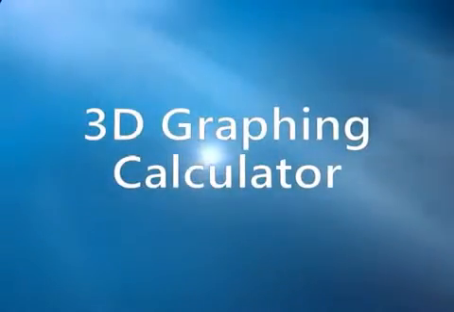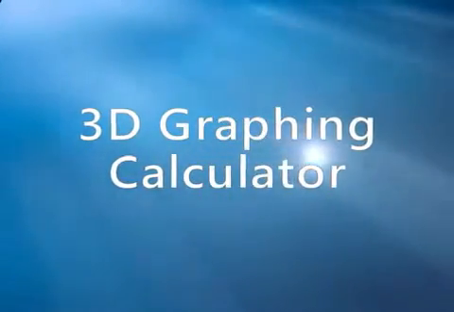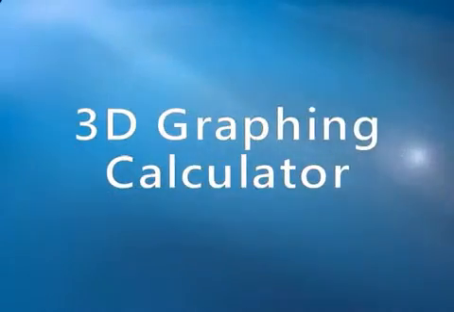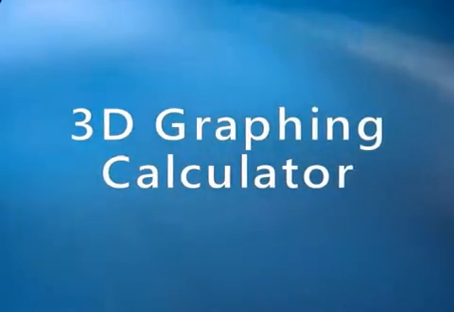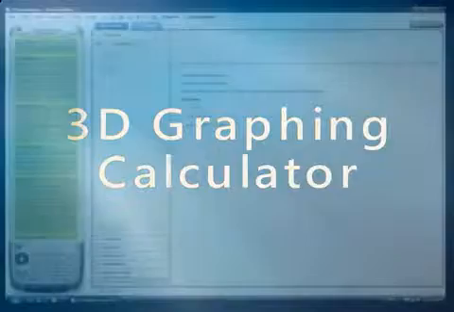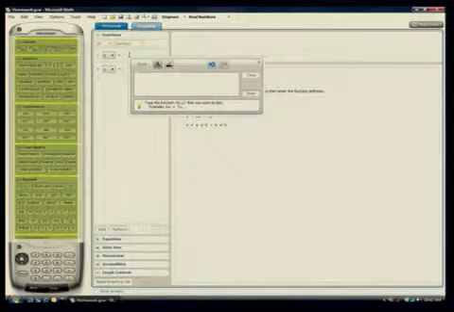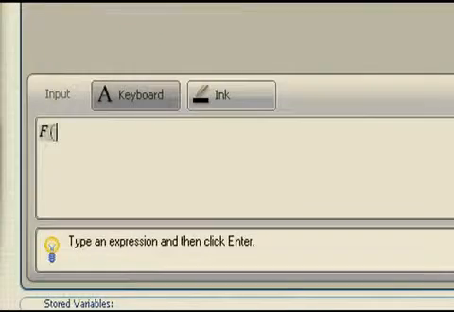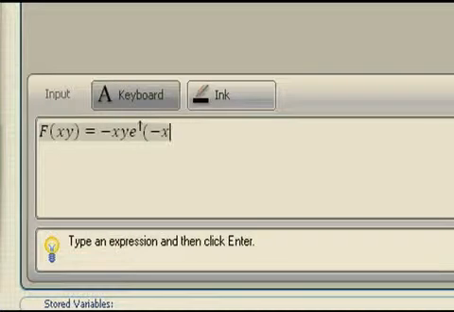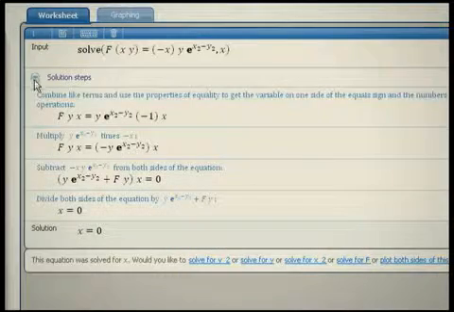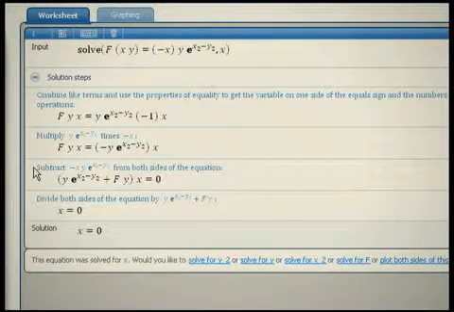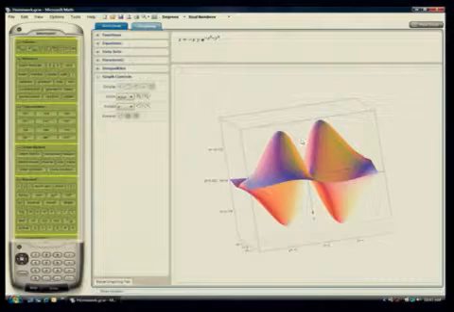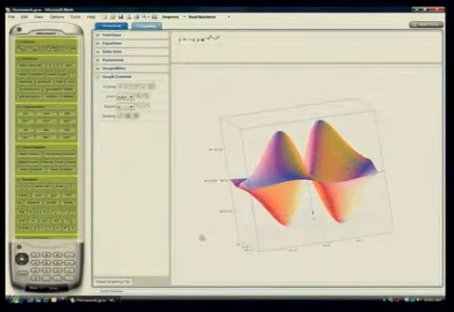Let's say a student is working on a problem that is more advanced, like calculus. Microsoft Math now includes higher levels of math, so students can get the help they need outside the classroom. For example, students learning about partial derivatives can graph the following function. F of x, y equals -xy times e to the power of -x squared minus y squared. Microsoft Math not only helps students get their homework done, but with the 3D graphing functionality, it enables them to fully visualize their math.